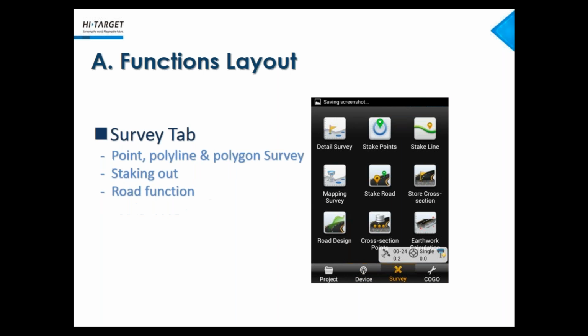And third tab is the survey tab. And here this is the main function for the HiSurvey app. So you can collect not only points but also polyline, polygon. And also you can stake out the points, stake out lines. What is more, we support the row function. As we all know, this app name is HiSurvey row. And for the row function, I will also introduce it later.